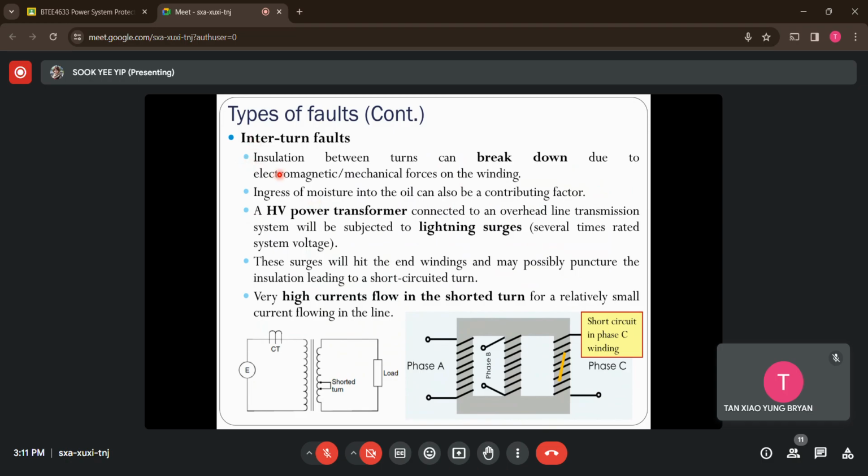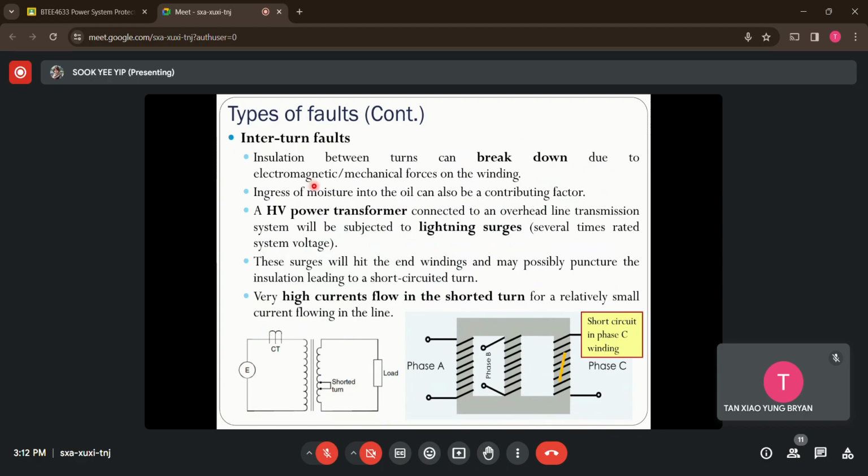This interturn fault could be because the insulation has become damaged and broken down due to electromagnetic force or high mechanical force being exerted on the transformer winding. Let's say you have a high current, you can cause a high electromagnetic force to be generated, and hence the insulation damage.